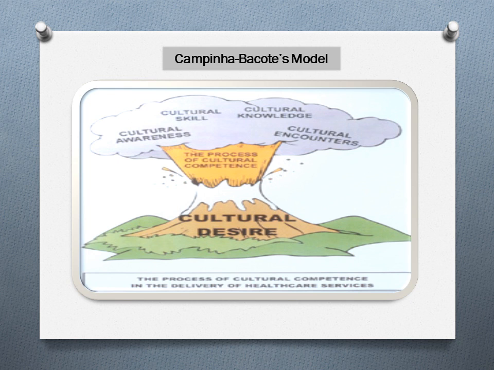Campinha-Bacote's process of cultural competence in the delivery of healthcare services model focuses on the process of developing cultural competence. The self-assessment model is based on 5 domains. The acronym for the model is ASKED: cultural awareness, cultural skill, cultural knowledge, cultural encounters, and cultural desire. Nurses use this model to develop abilities to work effectively within the context of individuals, families, and communities from a diverse background.